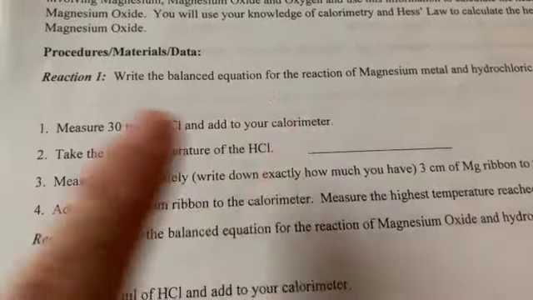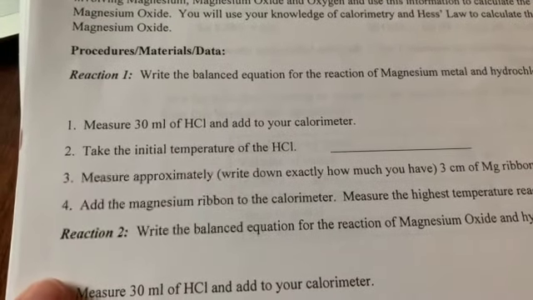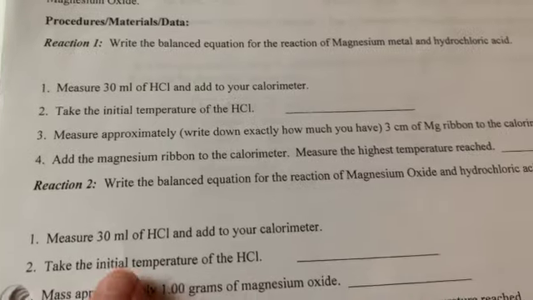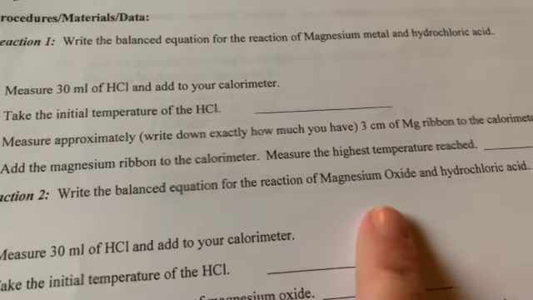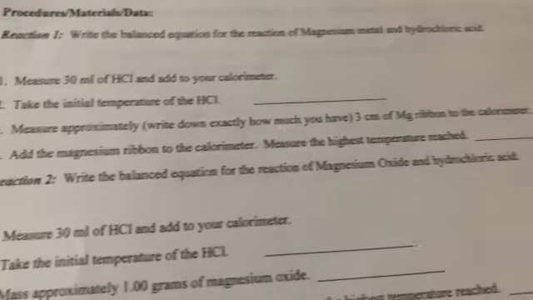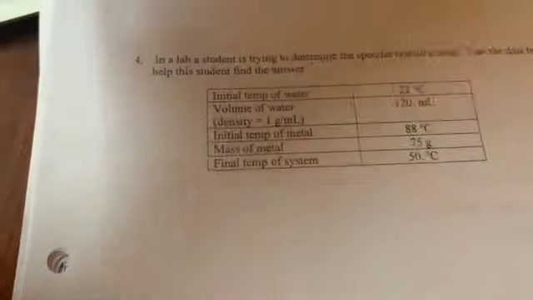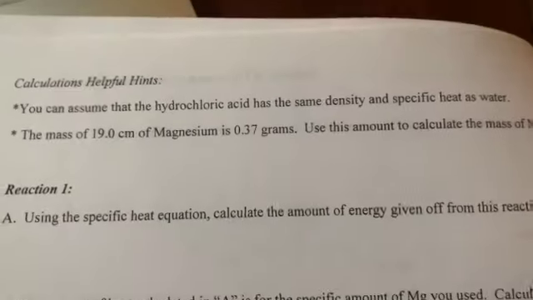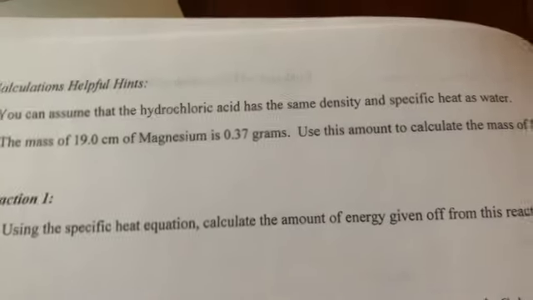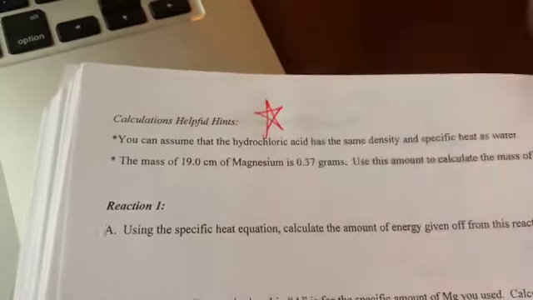You're going to write the balanced equation. You're going to go on ahead and write down all of the data. Reaction 2 is between magnesium oxide and hydrochloric acid. And again, you're going to record your data here. I want to take a moment and talk to you about how to deal with these calculations. So these helpful hints are incredibly important, and I will even put a star by this so people know to make sure they're looking at that.